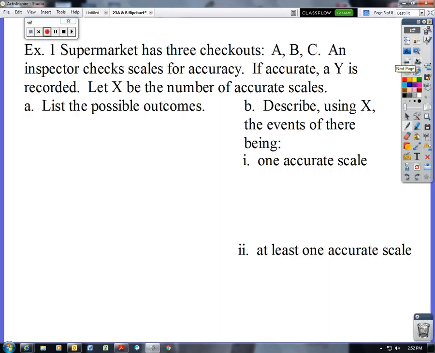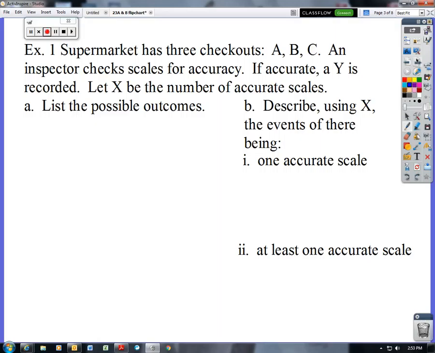And then example 1. You have a supermarket that has 3 checkouts, A, B, and C, and an inspector's checking the scales to see how accurate they are. If they are accurate, he or she gives a Y, and then X is the number of accurate scales. And then we're going to list the possible outcomes.